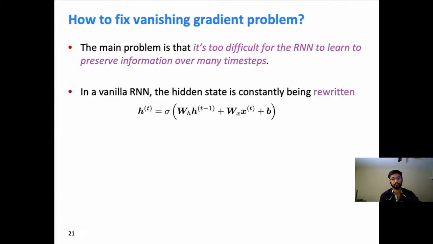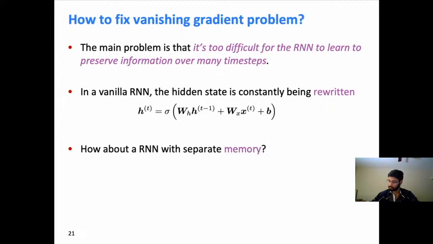If you look at the equation for vanilla RNNs and how we compute the hidden state based on the previous hidden state and the input, you can see that the hidden state is constantly being rewritten. It's always computed based on these linear transformations and the non-linearity. So it's not easy to preserve information from one hidden state to the next, in particular because we're putting it through this non-linearity function. This motivates us to ask, what about an RNN with some kind of separate memory? If we had a separate place to store information that we wanted to use later, would this make it easier for our RNN to learn to preserve information over many time steps?